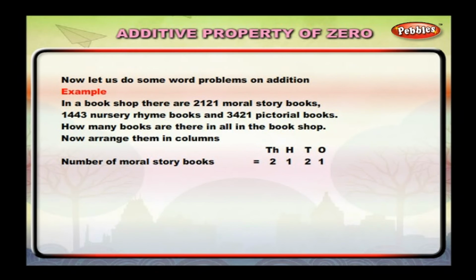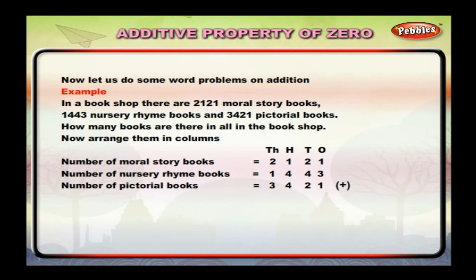Number of moral story books is equal to 2,121. Number of nursery rhyme books is equal to 1,443. Number of pictorial books is equal to 3,421. Add the ones first. 1 plus 3 plus 1 is equal to 5. Add the tens now. 2 plus 4 plus 2 is equal to 8. Add the hundreds. 1 plus 4 plus 4 is equal to 9. Add the thousands. 2 plus 1 plus 3 is equal to 6. The total number of books in the shop is equal to 6,985.